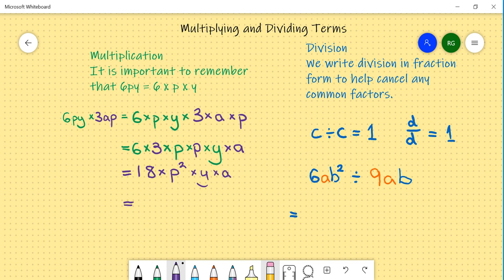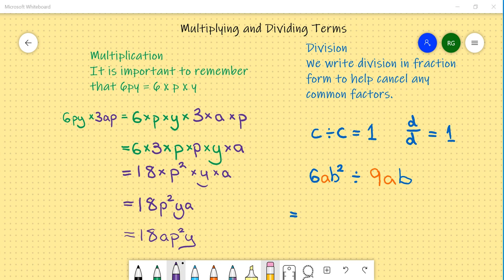Now this can be rewritten as 18p squared ya. Commonly in maths, we like to keep the letters in alphabetical order. So we can rewrite that as 18ap squared y.